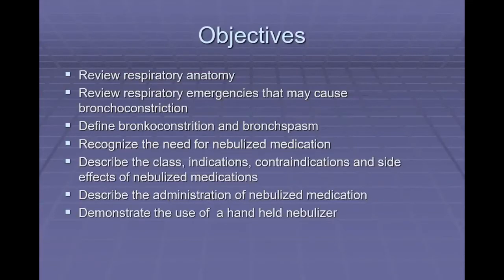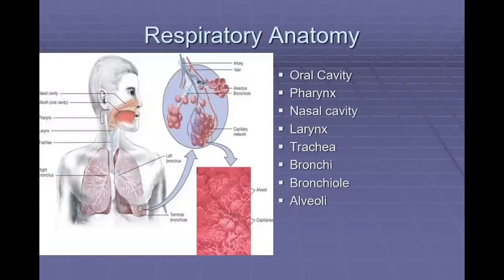So our objectives: we're going to review the respiratory anatomy. We're going to look at respiratory emergencies that may cause bronchial constriction. We're going to look at bronchial constriction and bronchospasm. We're going to recognize the need for nebulized medication. We're going to describe the class, indications, contraindications, and side effects of nebulized medications. We're going to talk about how to administer nebulized medications and how to use a handheld nebulizer.